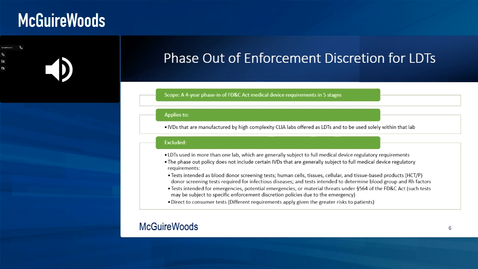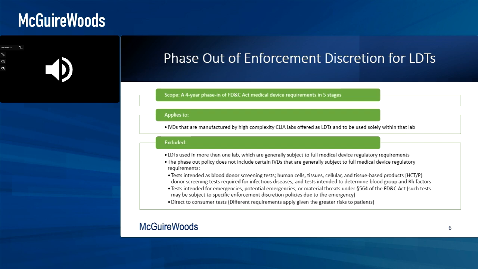So what is excluded from the scope of the phase-in of the medical device requirements? These are, again, categories where FDA's position is, generally speaking, this is a medical device. You have to comply with all the medical device manufacturer requirements. So, an LDT that is used in more than one lab. Tests intended as blood donor screening tests, HCT/P donor screening tests. Those are human cells, tissues, and cellular and tissue-based product tests for infectious diseases. Tests to determine blood group and Rh factors. Tests intended for emergencies, potential emergencies, and threats under Section 564 of the Food, Drug, and Cosmetic Act.